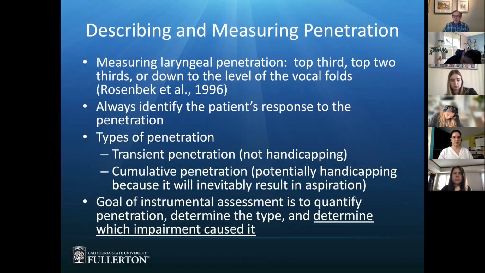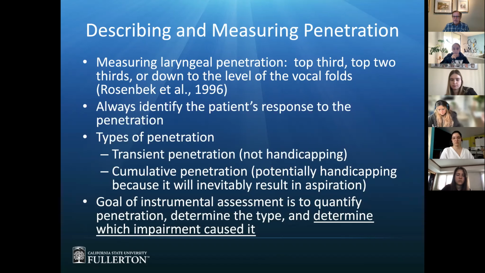We always want to identify the patient's response to the penetration. The normal response is to cough. We all penetrate sometimes, you know, you kind of swallow wrong. Maybe you're talking and eating, and you swallow wrong and you cough it out. You feel it, you cough it out. So that would be the normal response, but many patients with dysphagia don't. They don't sense it and they don't cough it out.